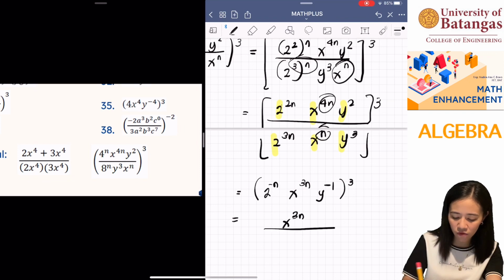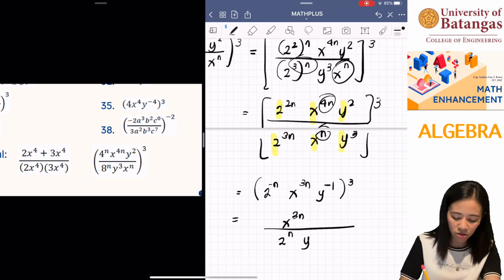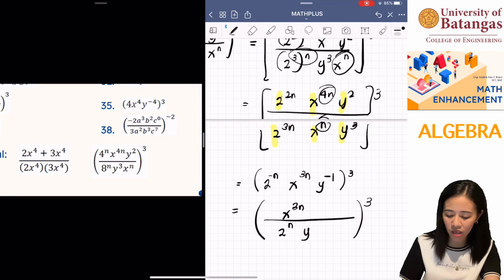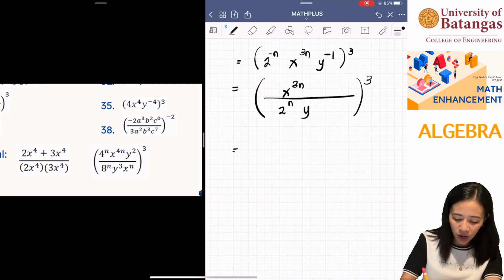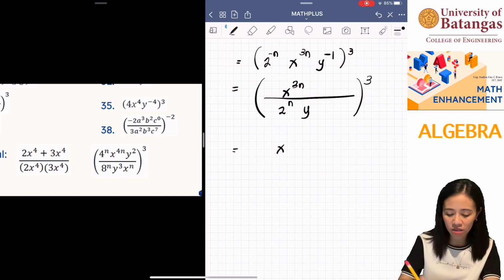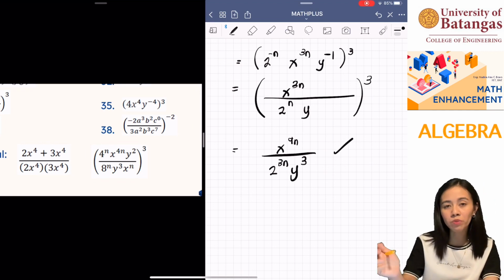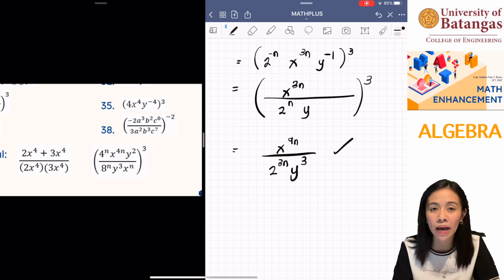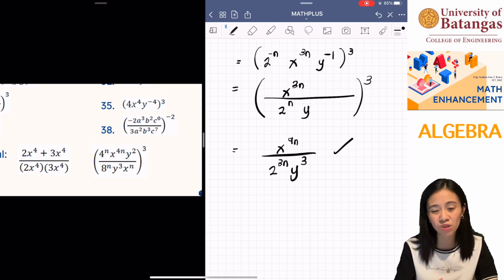So, that's x raised to 3n all over 2 raised to positive n, and then y raised to positive 1. I'm not gonna write it anymore kasi positive 1 naman yun. And then, quantity cubed. Tapos, saka natin i-apply si expanded power. So, that would be x raised to 3n times 3, that's 9n, all over 2 raised to 3n, and then y cubed. So, this will be my answer if I'm being asked to expand by applying the laws of exponents. Pero if I'm being asked to simplify, this is my answer.